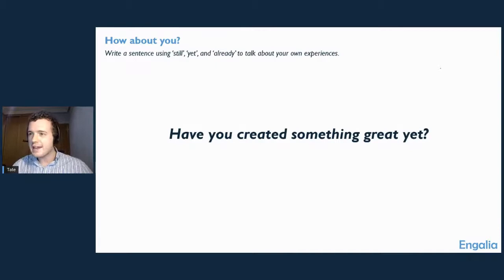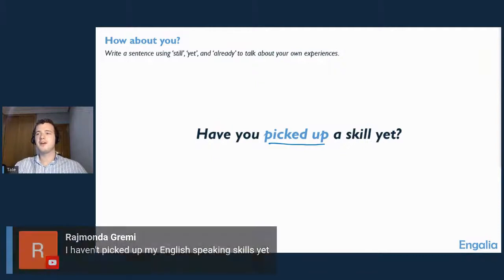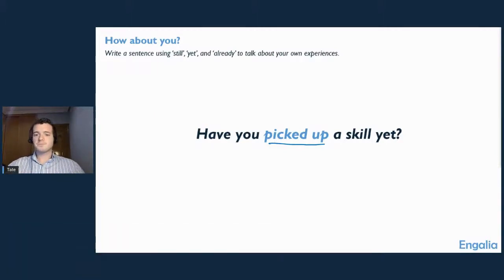Have you created something great yet? And have you picked up a skill yet? Raimonda has a very good sentence. It says, "I haven't picked up my English skills yet." All right, excellent sentence, Raimonda. Well, that's what we're working on. So it's good that you're coming to these classes. That's an excellent sentence there, and that's something that we're working on. So very good. I haven't picked up my skills yet. Fantastic. All right. Very good.